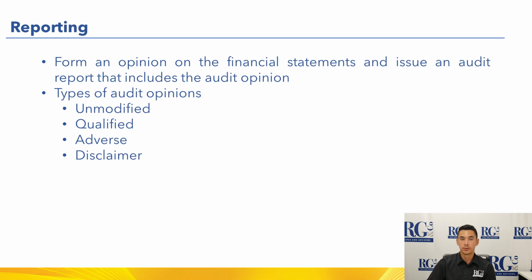So once we get through field work, we get to the part that everyone really cares about, which is us issuing our opinion, which is included in our auditor's report. So there are 4 different types of opinions. The first one is an unmodified opinion, and this indicates that the financial statements present a true and fair view in all material respects of the company's financial position. This is the highest level of assurance that we can provide on the financial statements, and it's a clean opinion.